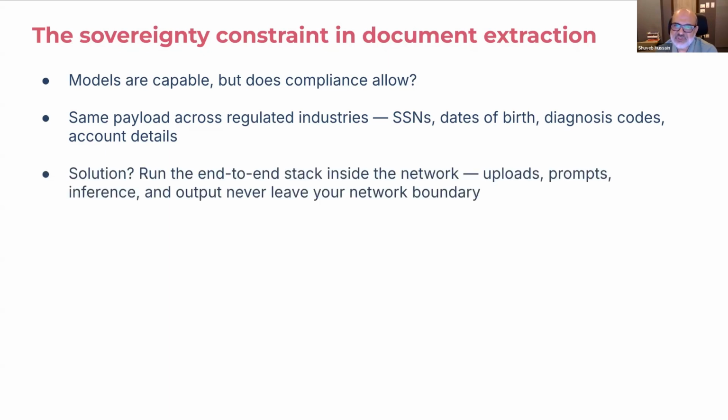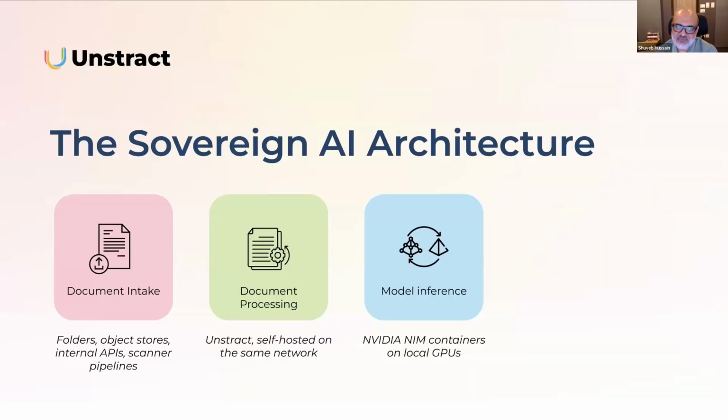So the solution is to do two things. First, make sure that the model you choose is compliant with your region. I gave you examples of US, European, Chinese and Indian models, so you might want to choose something like that. And you might also want to deploy it within your infrastructure so that your data does not leave your network. You also have to take care of how the document intake happens, and Unstract can be used to self-host and provide a platform for document data extraction.